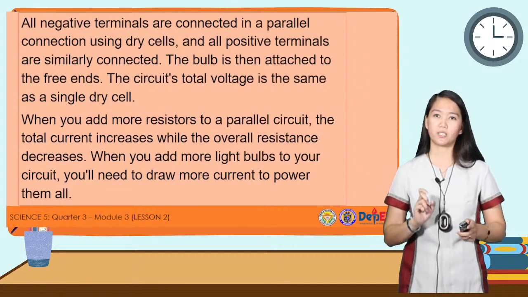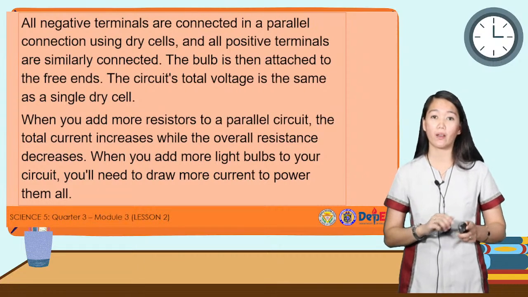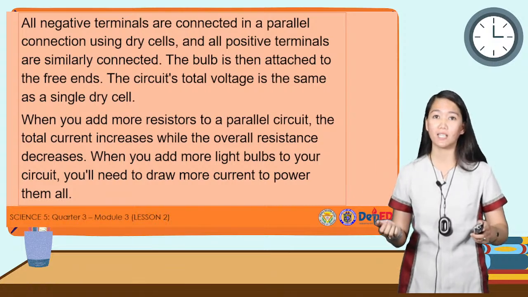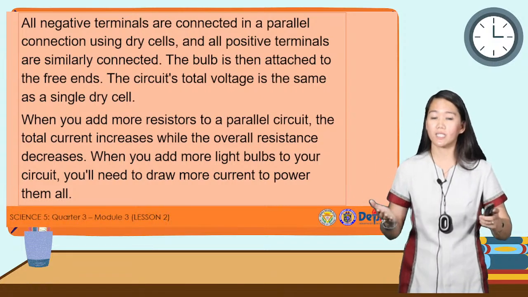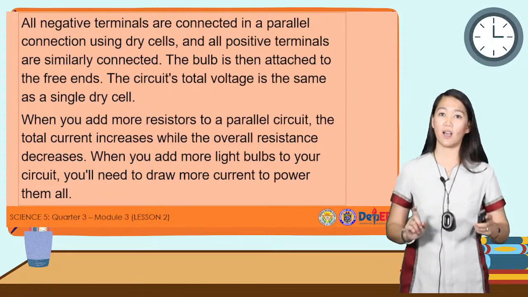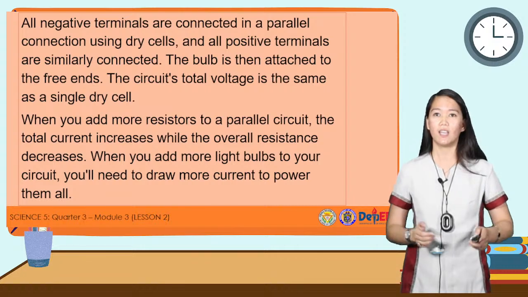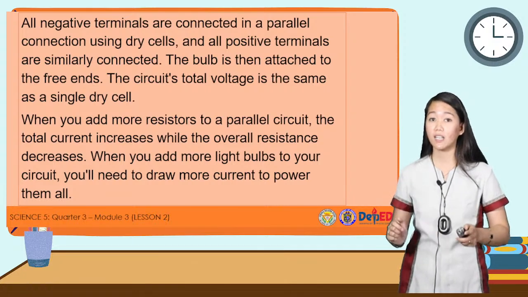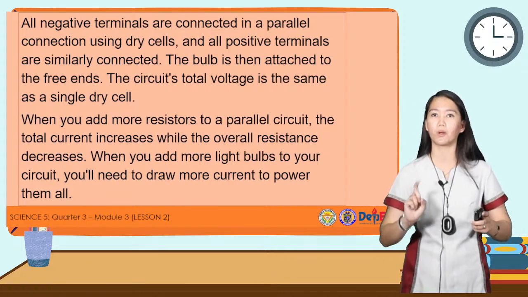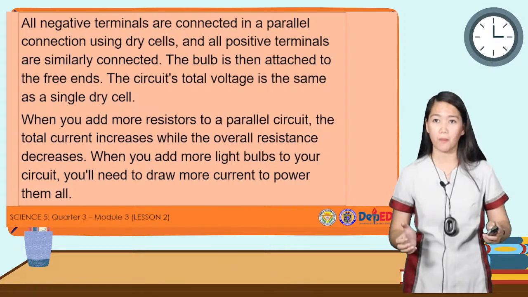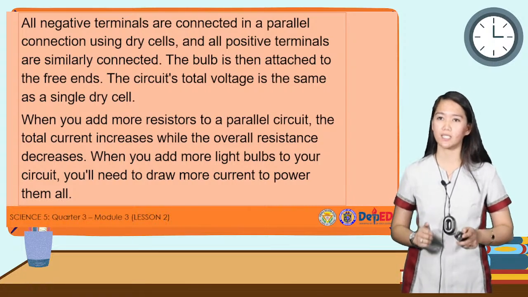All negative terminals are connected in a parallel connection using dry cells, and all positive terminals are similarly connected. The bulb is then attached to the free ends. The circuit's total voltage is the same as a single dry cell. Always remember that. The circuit's total voltage is the same as a single dry cell.